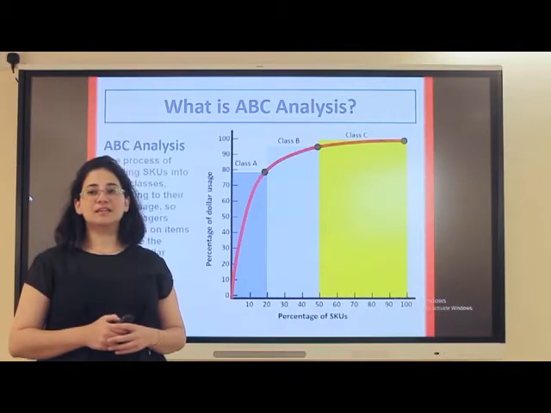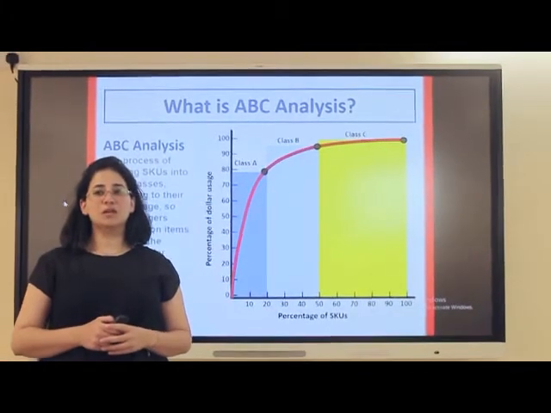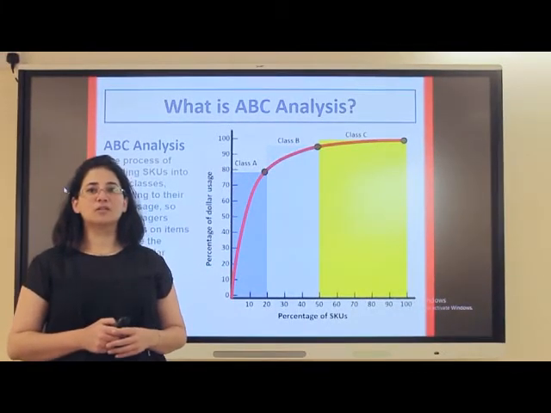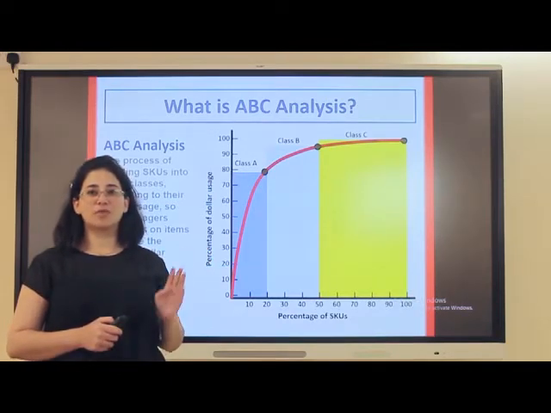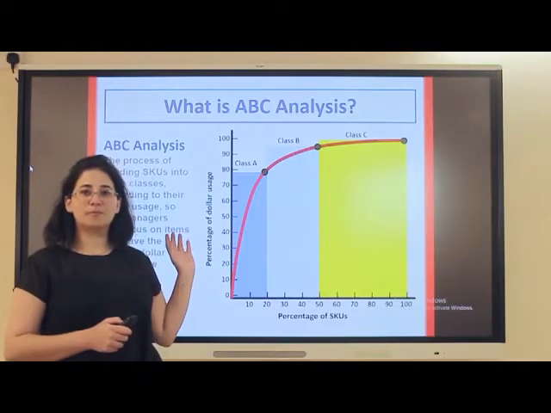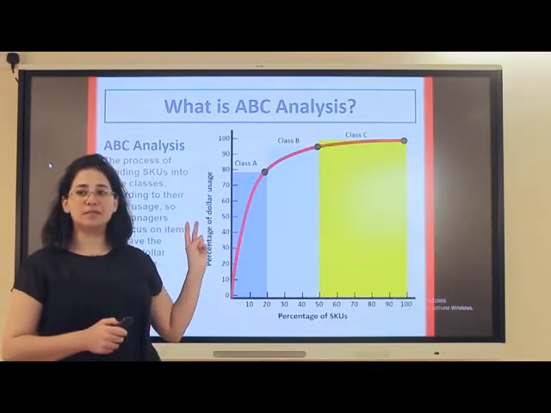ABC analysis is the process of dividing SKUs into three classes according to their dollar usage, where managers can focus on the items with the highest dollar value. As you can see from the figure, we have class A, B, C.